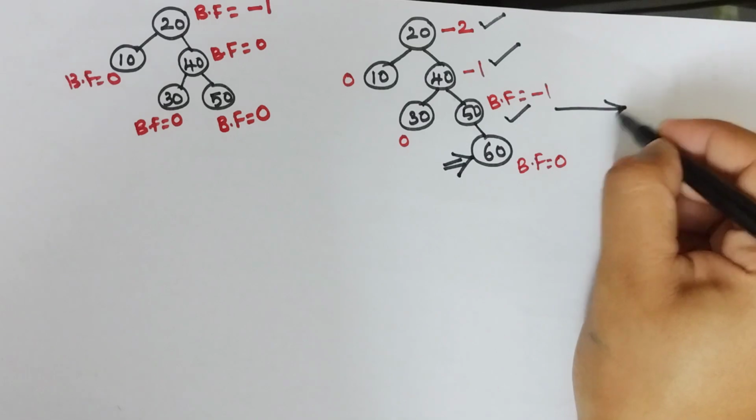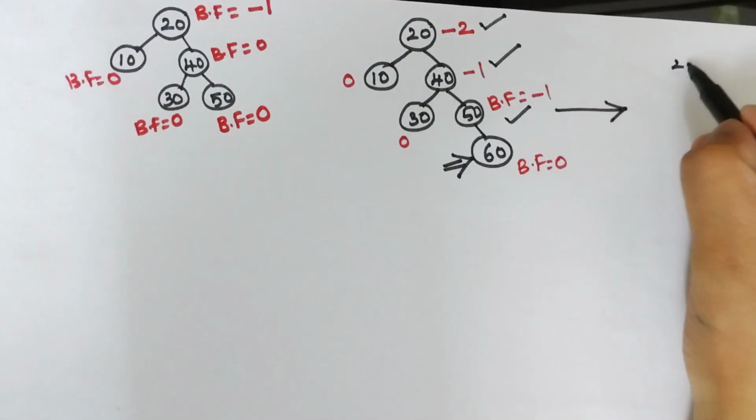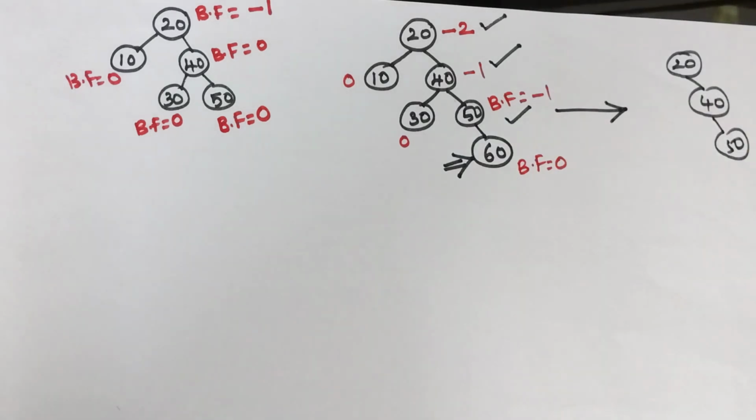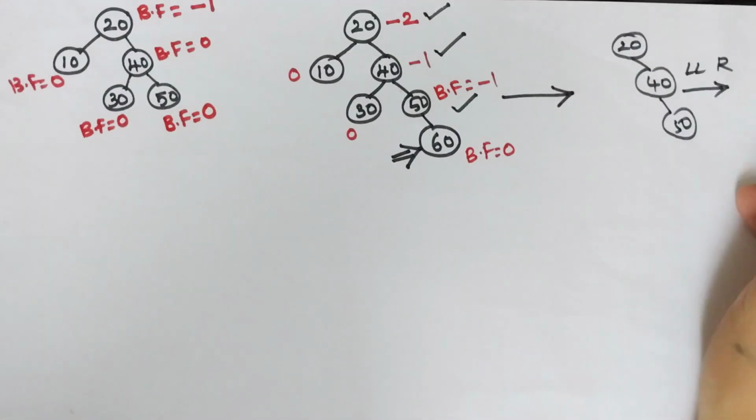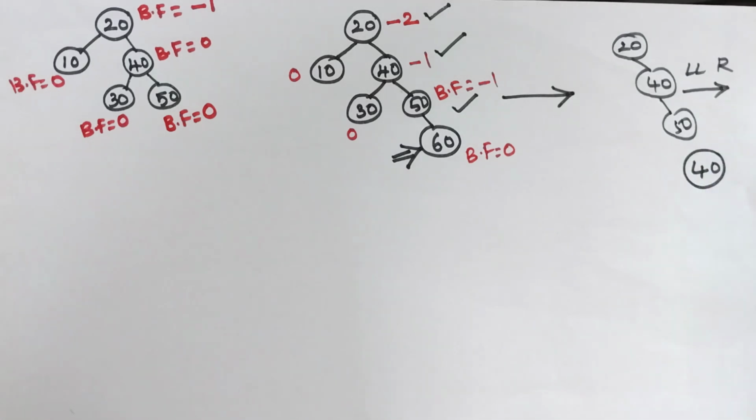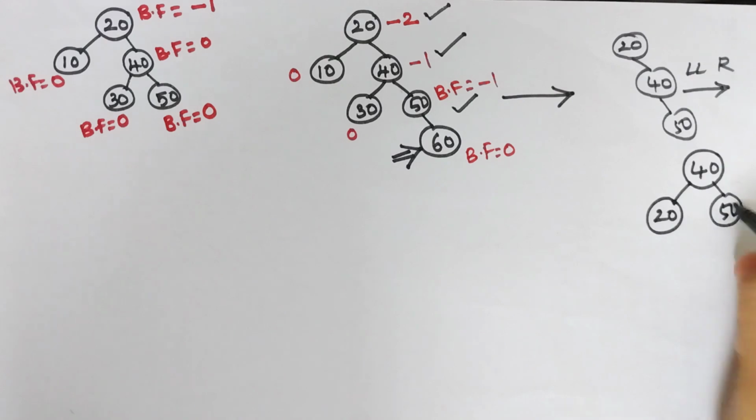Now apply rotation. What rotation can we apply? If you choose these 3 nodes, 20, 40, 50, what is the structure? If you observe, this is right skewed. If it is right skewed, we need to apply the LL rotation. If we apply the LL rotation, a single left rotation, then what would be the tree structure? 40 becomes the root, 20 becomes the left of 40, and the right side is 50.